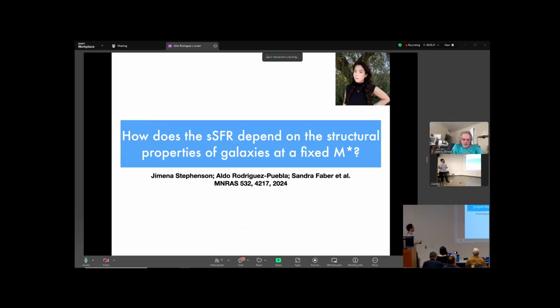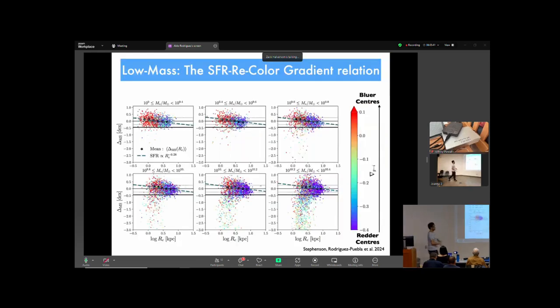So we have another work about whether the specific star formation rate depends on the structural properties of galaxies at a fixed stellar mass. So here, this is a very interesting figure.